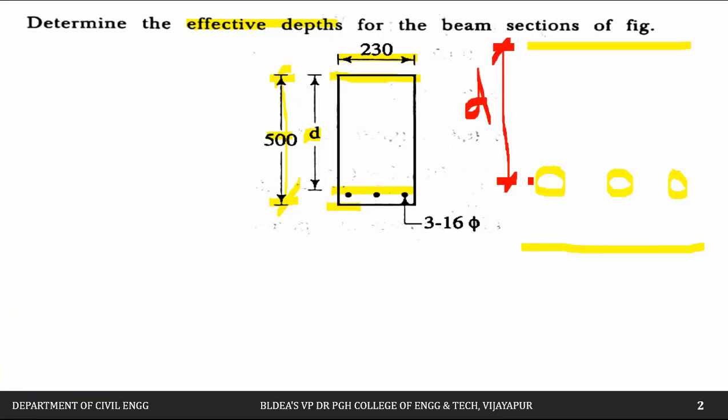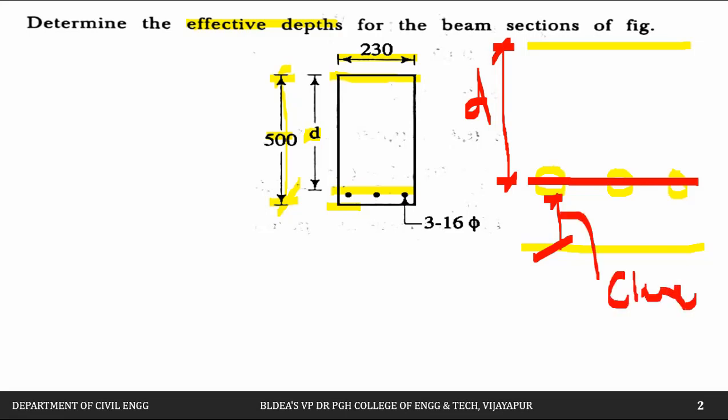The center of this reinforcement I want to calculate, so that we call it the effective depth, and this clear distance what we have is nothing but the clear cover. This is called clear cover. So next we will try to calculate this effective depth. How to calculate now?